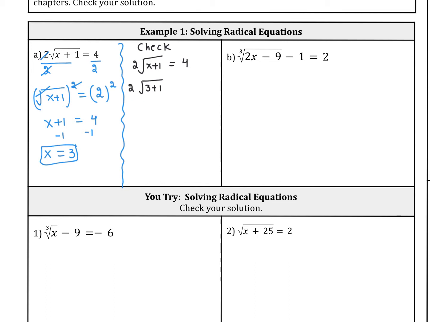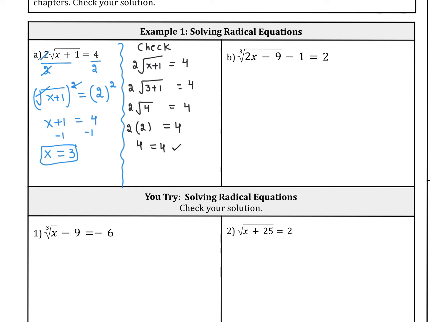And what you get here is 2 times square root 4. We know that the square root of 4 is 2. So this is going to be 2 times 2. 2 times 2 equals 4. So 4 equals 4, which is true. So our checking part is complete here.